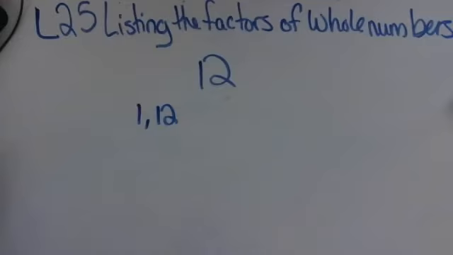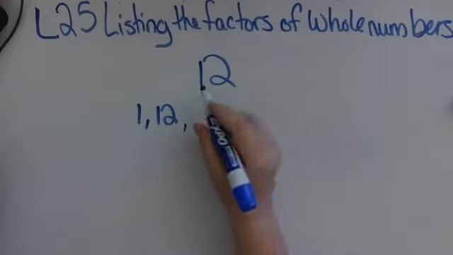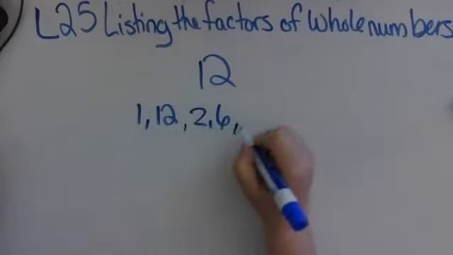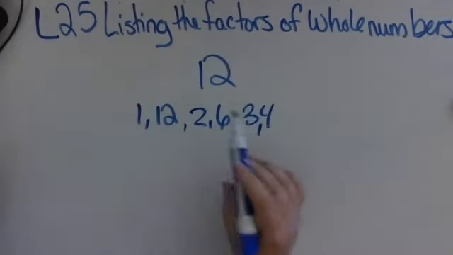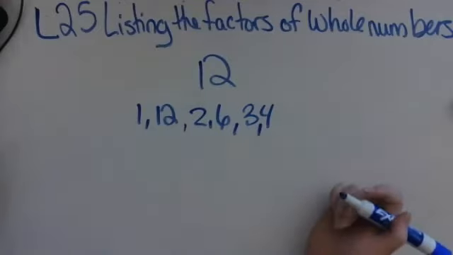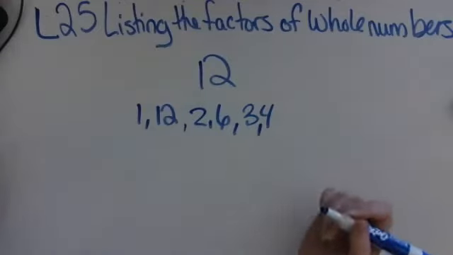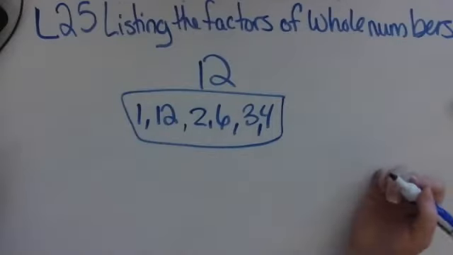Now you can use your multiplication chart for this if you would like. I'm just going to do it from memory. So two numbers that times together is 2 and 6, also 3 and 4. Okay, 2 times 6 is 12, 3 times 4 is 12. There are no other multiplication ones that I can do for 12. So these are my factors for 12.